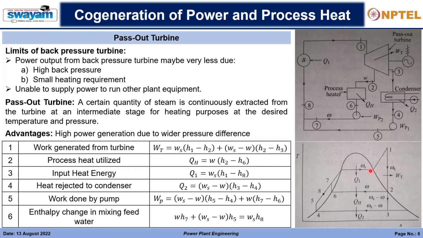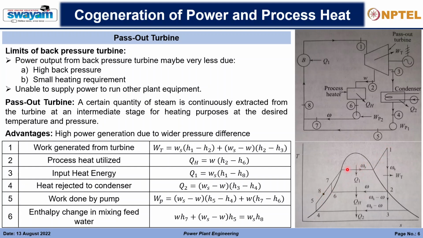Now from the TS diagram we can deduce the following things. WT, that is the work of the turbine, is Ws into (H1 minus H2), plus, since the whole of the steam was going and some amount of steam left out, the remaining amount of steam into the enthalpy difference H2 minus H3. That is the work generated from the turbine. The process heat utilized is the step where the process is being utilized, 2 to 6, that is why W into (H2 minus H6).